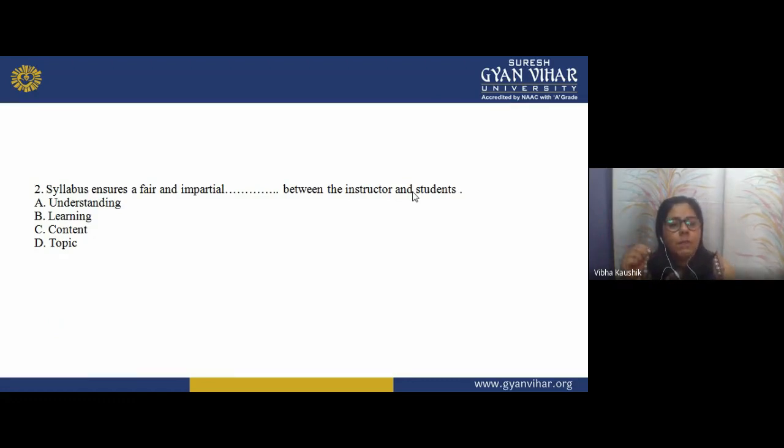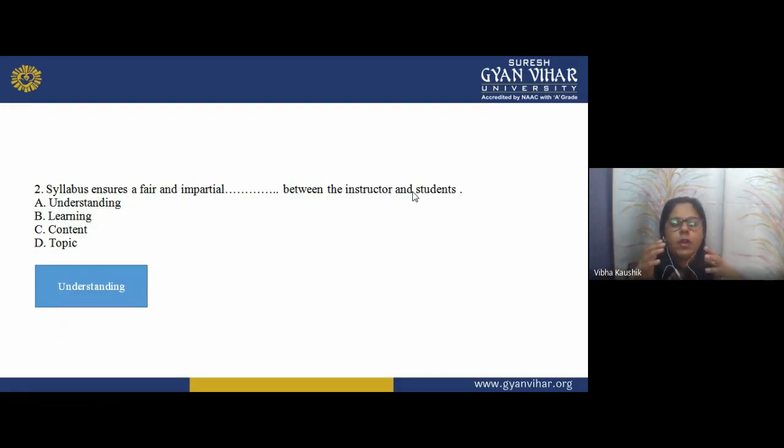Now second, syllabus ensures a fair and impartial dash between the instructor and student. Now what is that? A. Understanding, B. Learning, C. Content, or D. Topic. These are the options. Now you have to select the correct one. That what syllabus is ensuring, a fair and dash. Now the correct answer is understanding. Syllabus ensures a fair and impartial understanding between the instructor and the students.